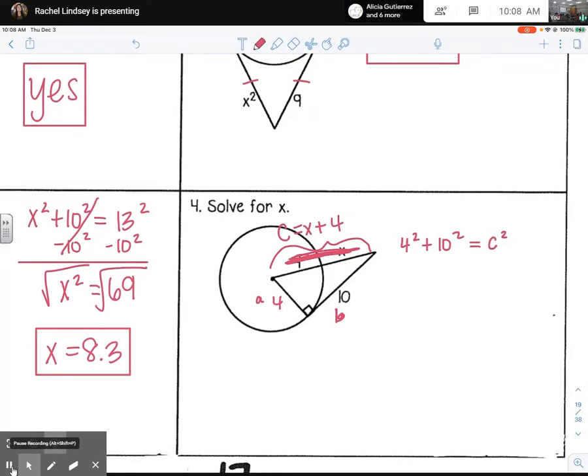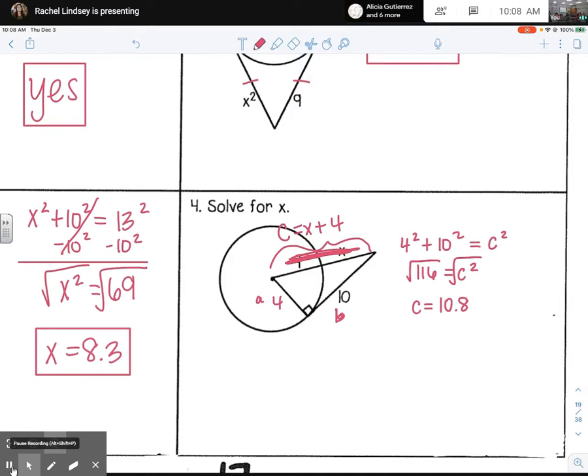So now I'm going to solve for C. So 4 squared plus 10 squared. 4 squared is 16. 10 squared is 100. 100 plus 16 is 116. So 116 equals C squared. Square root that. And what does C equal? 10.8.